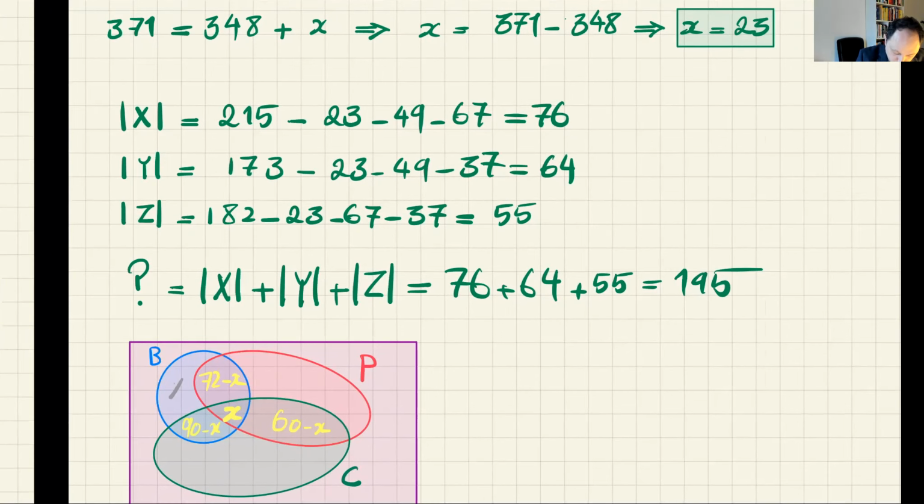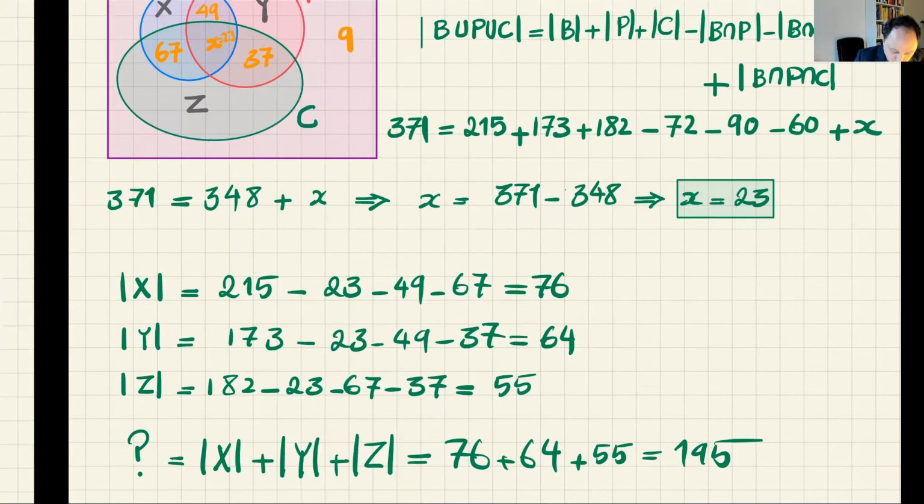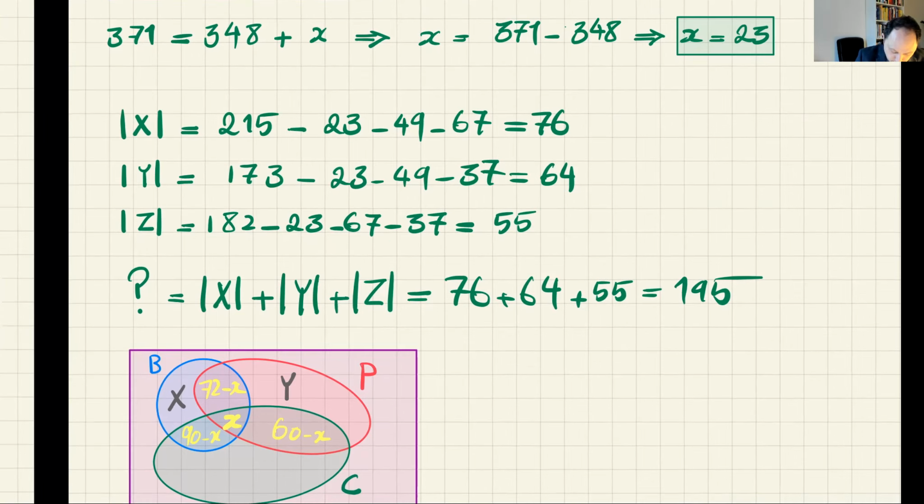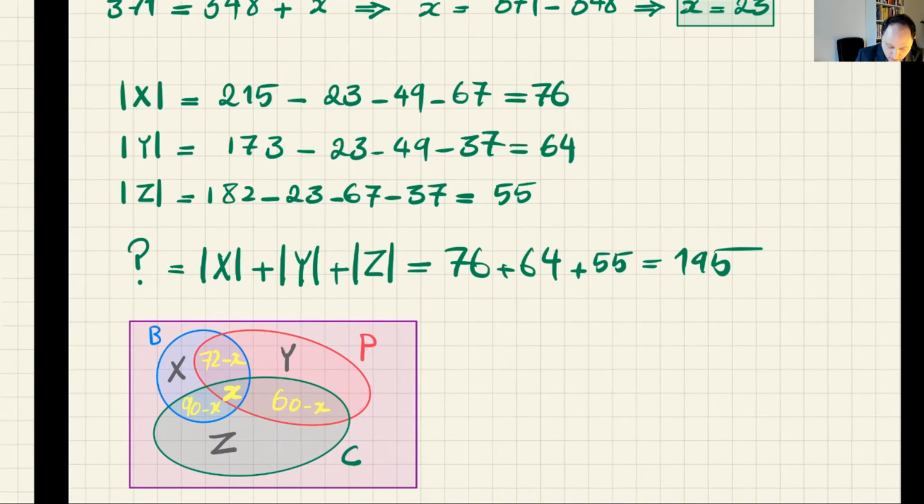If I call this one capital X, and then capital Y and then capital Z, and I ask you what is the cardinality of capital X, you cannot immediately answer that, but you can write it in terms of X. You would say that the total physics people are 215, and then you have minus 72 minus X, minus 90 minus X, and then minus X.